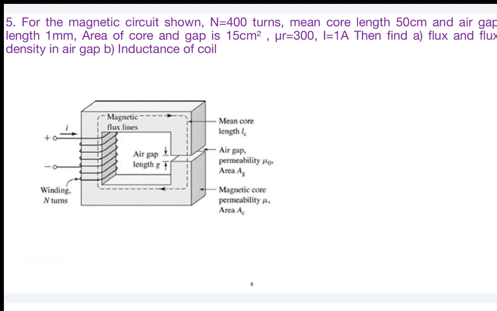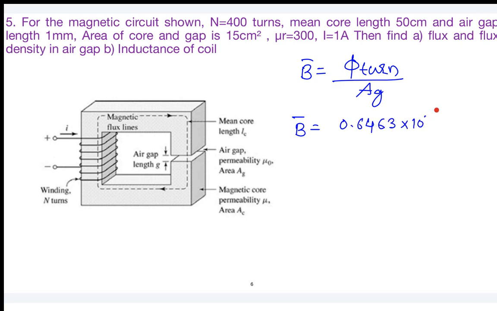So the flux density is nothing but the flux per each turn divided by the area of the air gap. So the flux per each turn is 0.6463 into 10 power minus 3, divided by the area of the gap, which is the same as the core, 15 into 10 power minus 4.